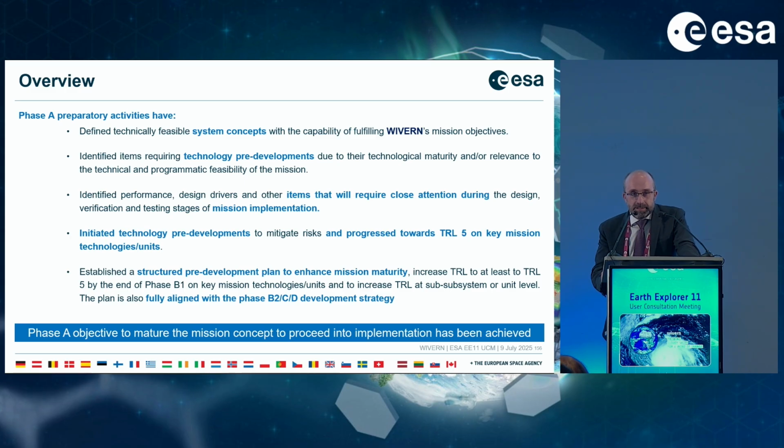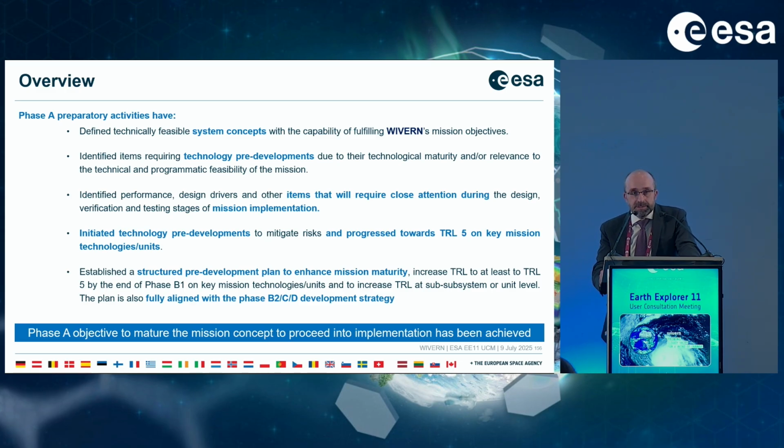The first one, the system studies and the whole phase A preparation activities. I've defined, as you've seen in the technical presentation, a technically feasible system concept which has the capability to fulfill WIVERN mission objectives. The phase A has also identified items requiring technology pre-developments, either due to their technological maturity or because of the relevance of the technical and programmatic feasibility for the mission. And in addition, it has also identified, as this morning, requirements that will require close attention during the mission implementation.